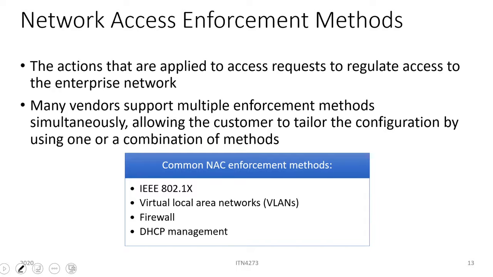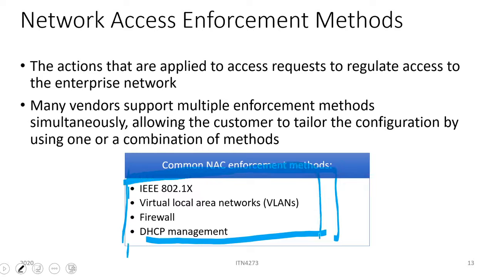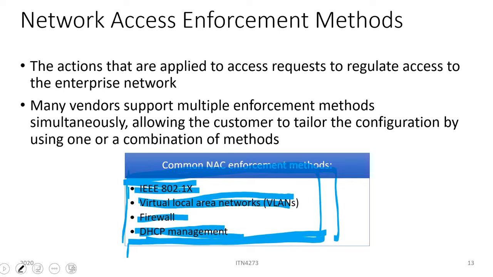And one of the other things that can happen in many networks is that not just one of these is used, but sometimes a combination of these mechanisms. So we may use, say, VLAN based as well as DHCP. So it's not just a single mechanism. We may use a combination of these methods as part of our network access control and enforcement.